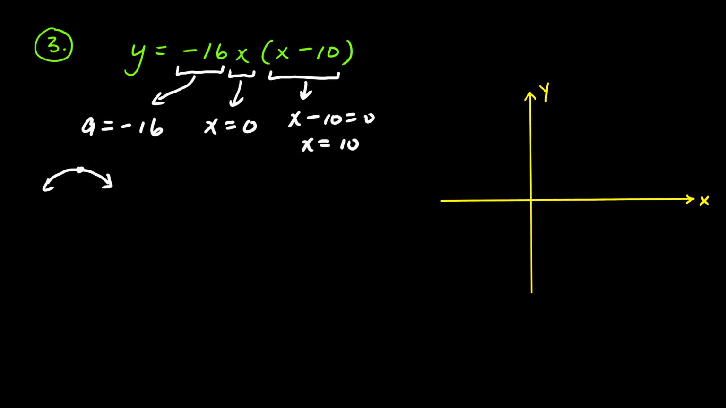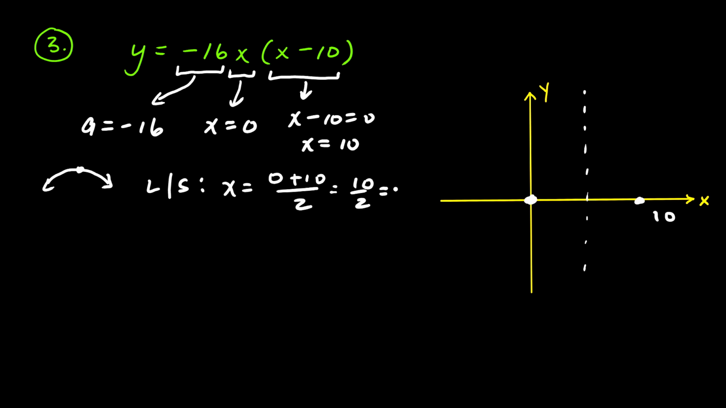So again, just plotting those points, we do have 0, and we can approximate the 10, and we know the line of symmetry is going to be halfway. Probably don't even need to do the math for this one, but we will. So our x value will be 0 plus 10 divided by 2, 10 over 2, which is 5. So we'll have x equals 5. Now we just need to find that y value for our vertex.